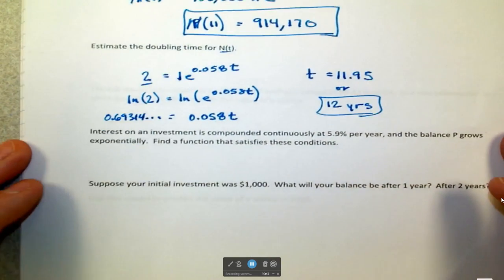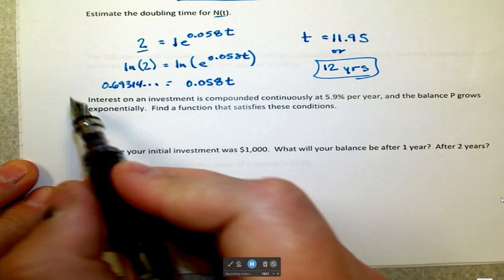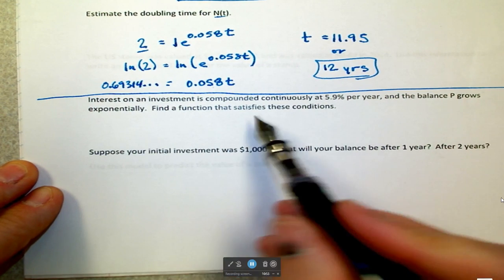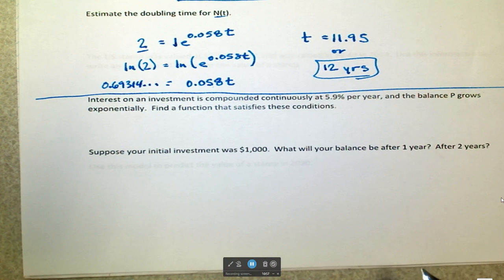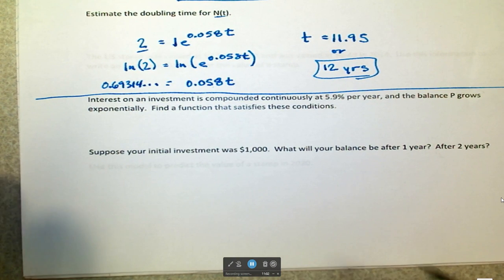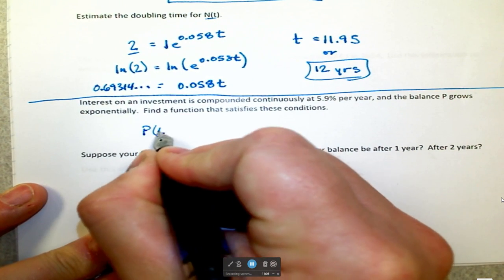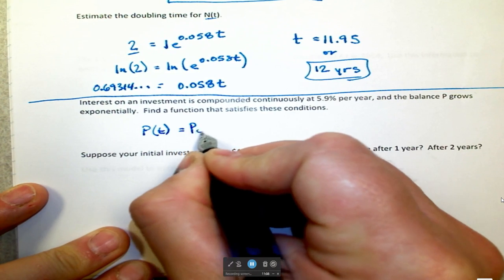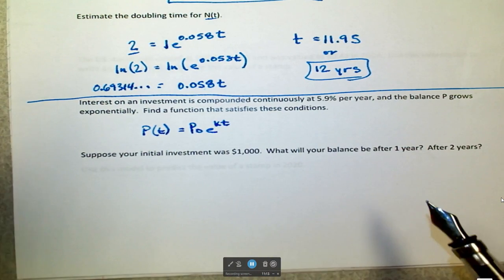Okay, cool. So let's try a different one. Interest on an investment is compounded continuously at 5.9% per year, and the balance P grows exponentially. Find a function that satisfies these conditions. So we're going to say P of t equals P naught e to the kt. Okay, so that's exponential unbounded growth.